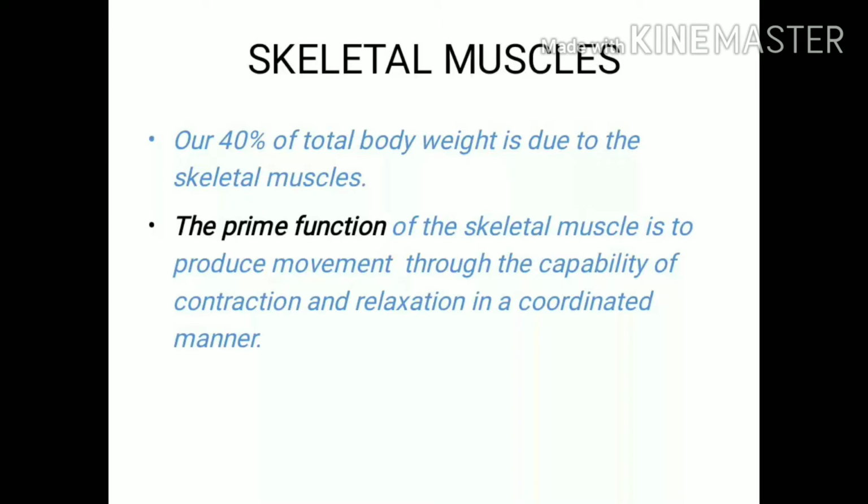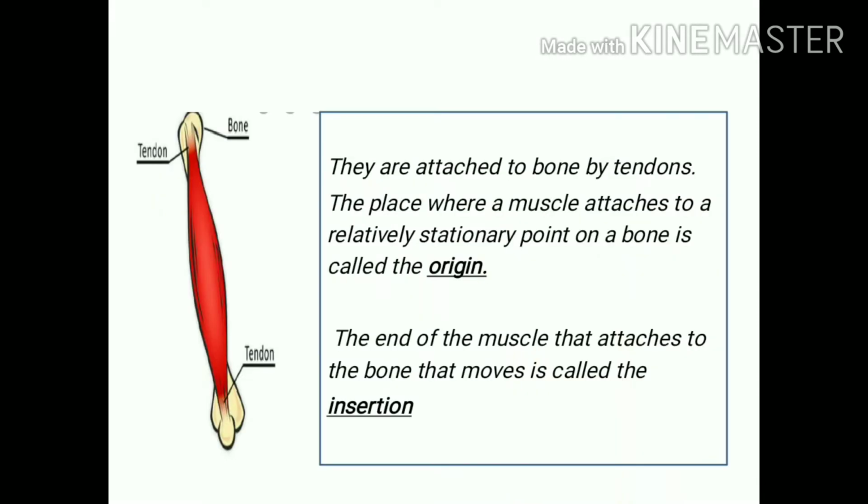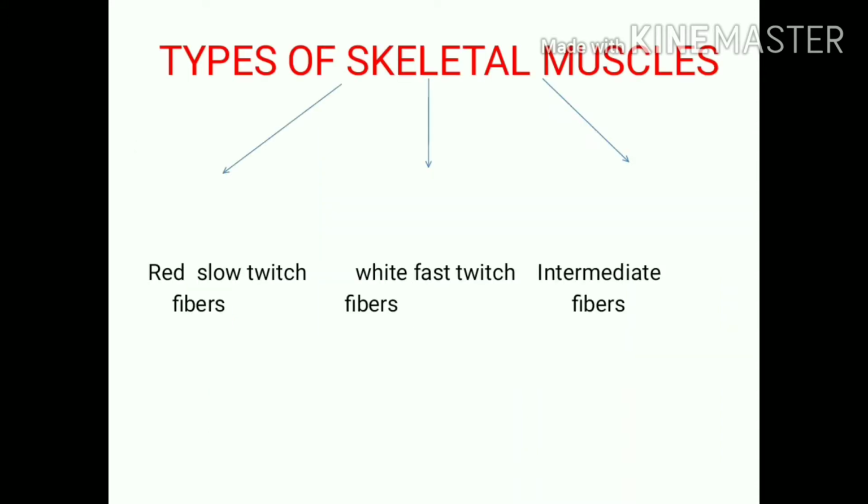The prime function of the skeletal muscle is to produce movement through the capability of contraction and relaxation in a coordinated manner. They are attached to the bone by tendons. The place where a muscle attaches to a relatively stationary point on a bone is called the origin. The end of the muscle that attaches to the bone that moves is called the insertion.